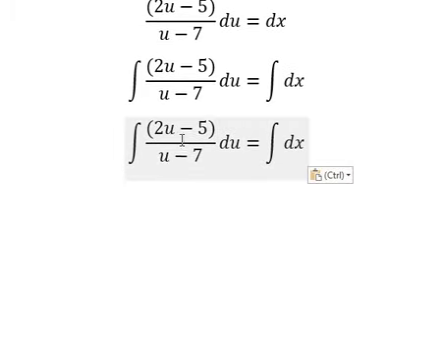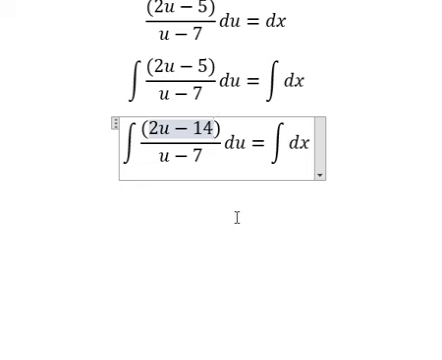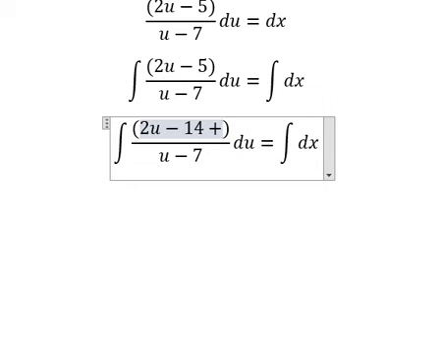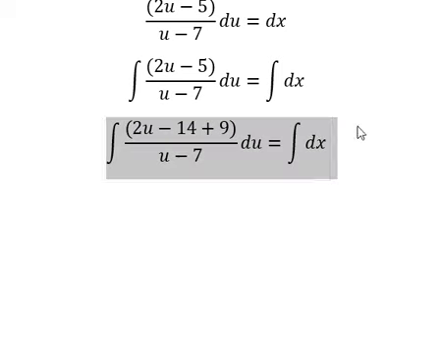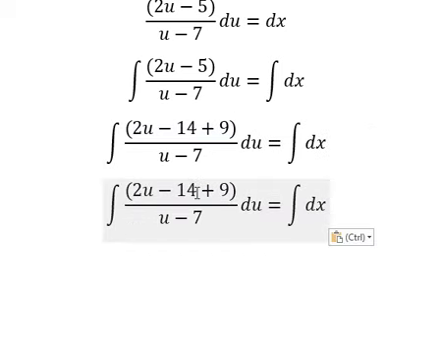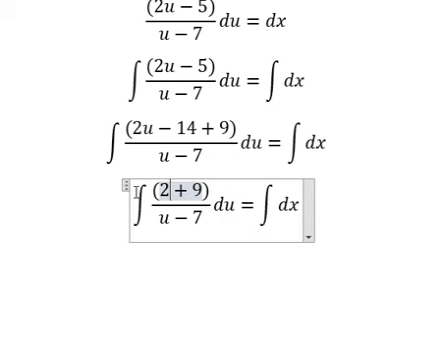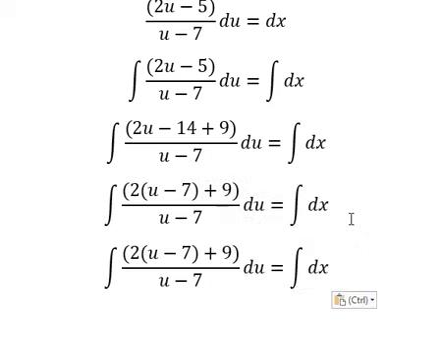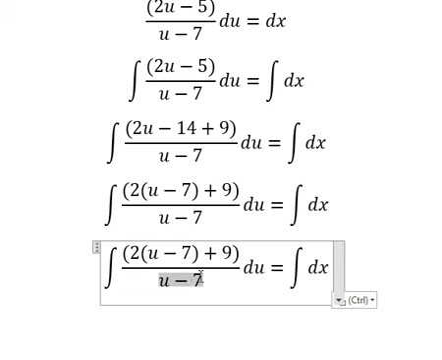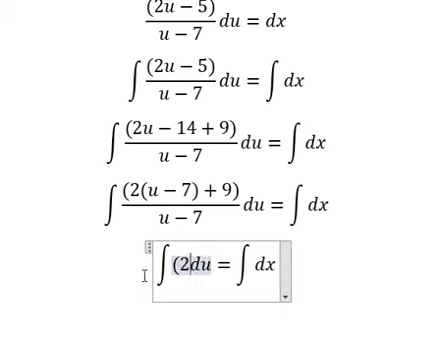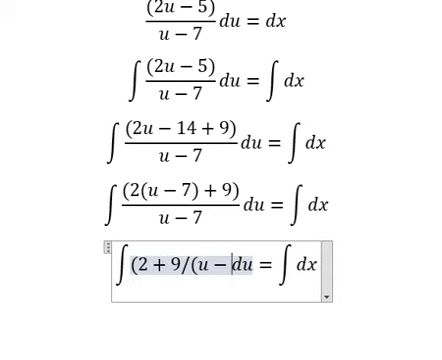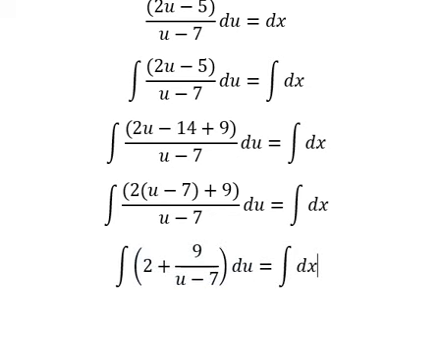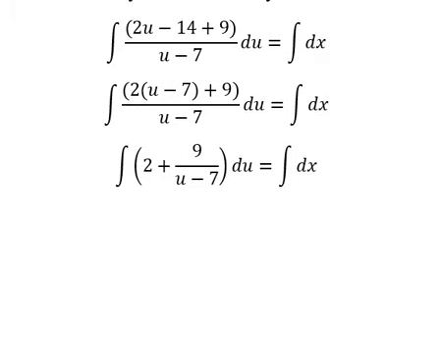So in this one, I will put negative number 14. Later we need to add back positive number 9. So we can do factorization by number 2. So this one divided by this one, we have number 1. The integration of number 2 is u.